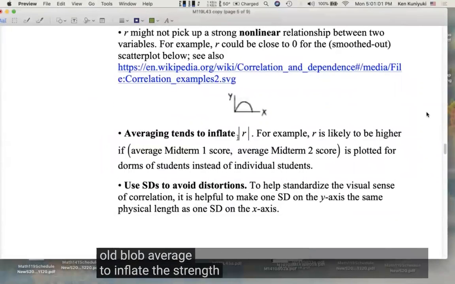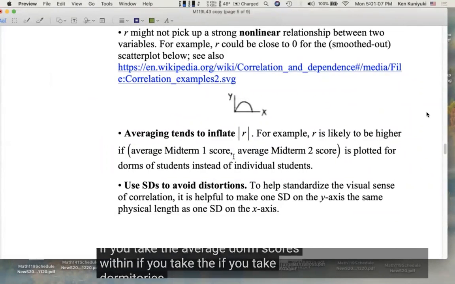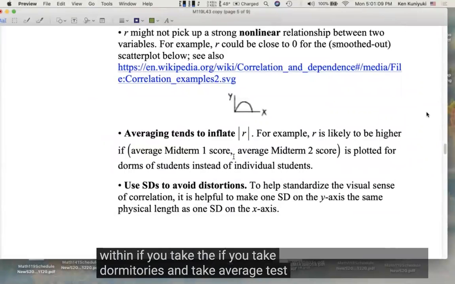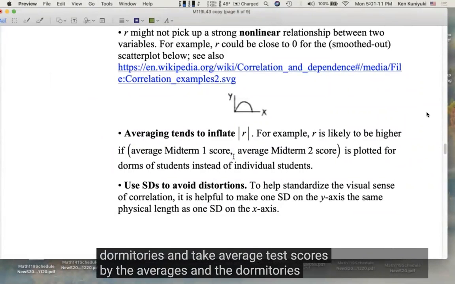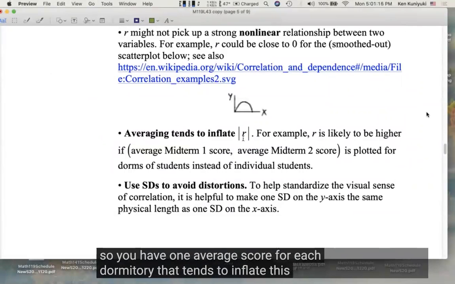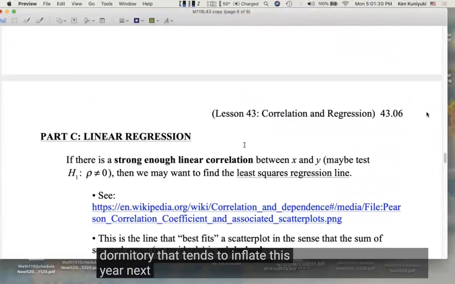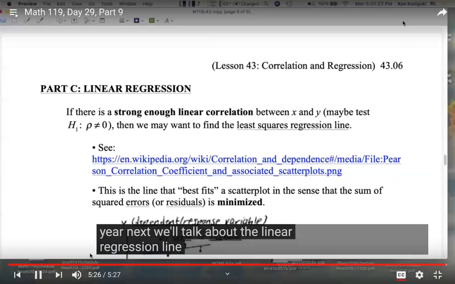Averaging tends to inflate the strength. For example, if you take dormitories and take average test scores, so you have one average score for each dormitory, that tends to inflate the correlation. Next, we'll talk about the linear regression line.